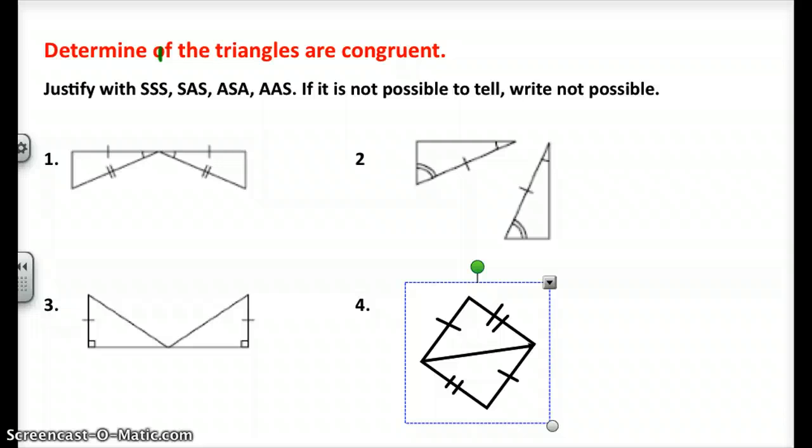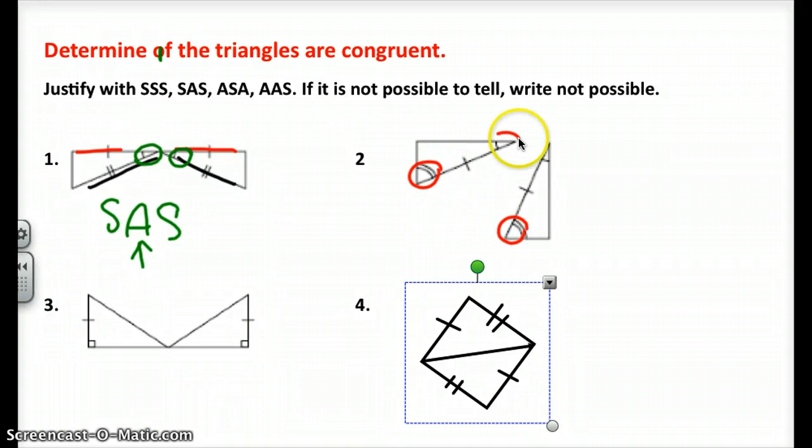So in number 1, I do see that I have my sides being marked, and then I have the angle in between. So that is side, angle, side, because I have two sides and I have the included angle. In number 2, I have an angle, and I have an angle, and I have the side in between, or the included side. So it's angle, side, angle.